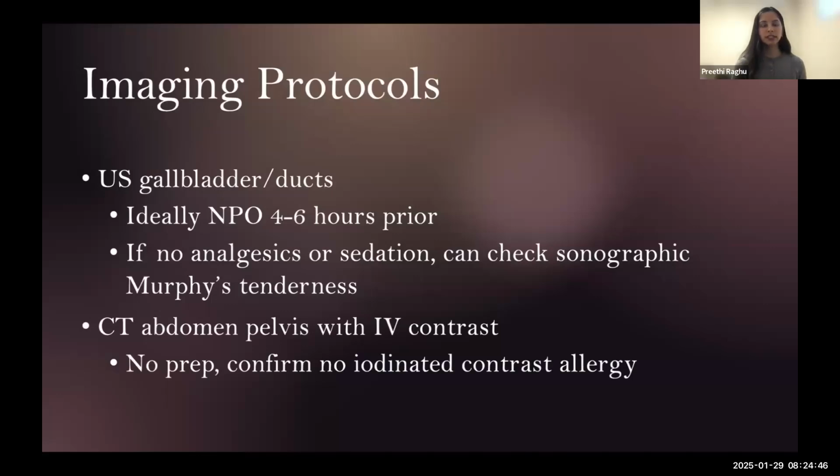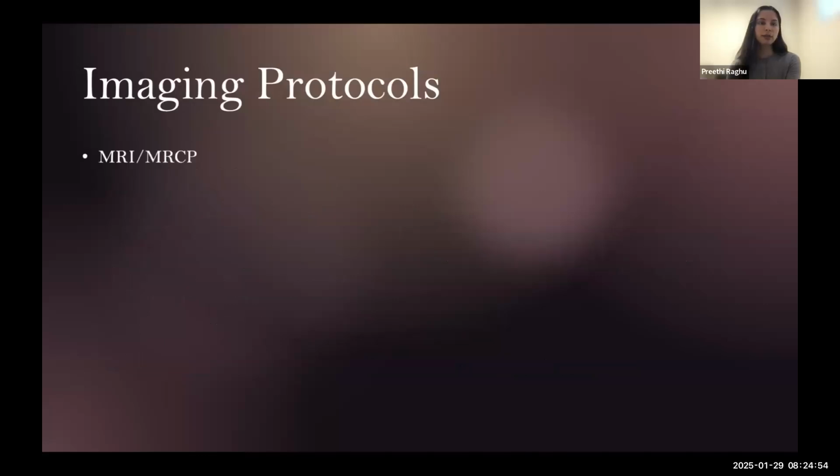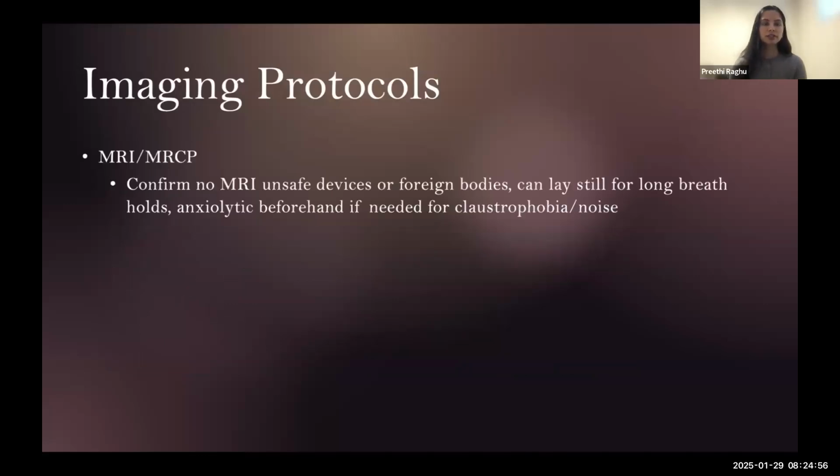For a CT, abdomen pelvis with IV contrast, there's no prep required as long as they don't have an iodinated contrast allergy, we should be good to go. And then MRI, MRCP, there's a few considerations. So first thing is to confirm that the patient does not have any MRI unsafe devices or foreign bodies.